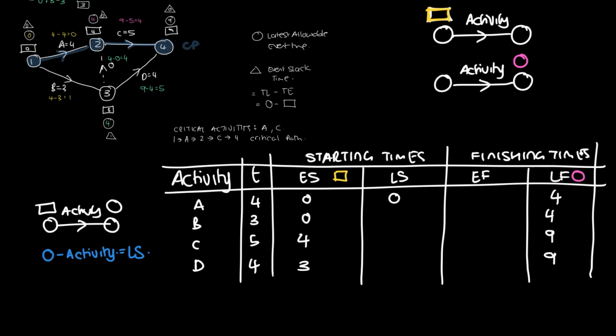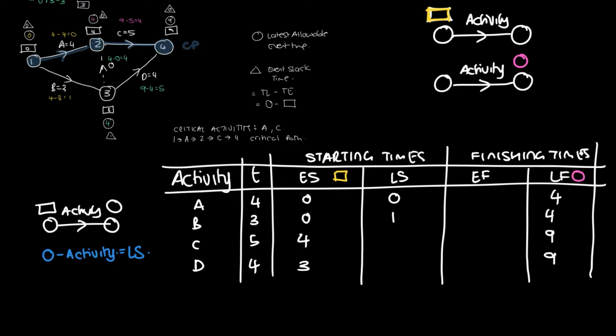Okay, let's go to activity B. Activity B's latest start time is 4. 4 minus 3 is going to give us 1. So this one is going to be 1. You can actually see we've already worked this out on our diagram when we were working out the latest allowable event times. We just didn't necessarily use that information. So you notice it sits there and the 0 sits there. Those are already worked out for you. You can see the equation that we use: it's basically the circle minus the activity gives us the late start time.